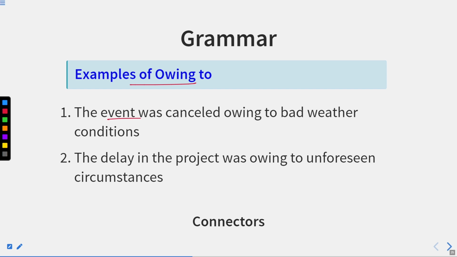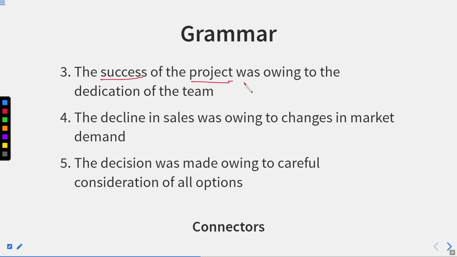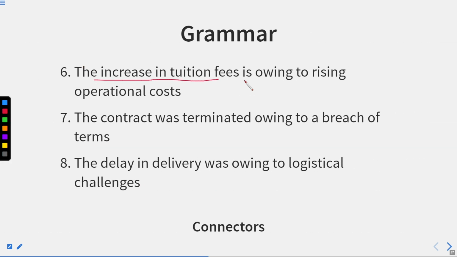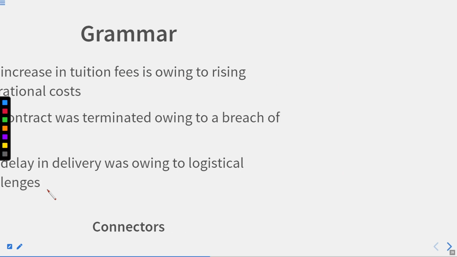Examples of "owing to": The event was cancelled owing to bad weather conditions. The delay in the project was owing to unforeseen circumstances. The success of the project was owing to the dedication of the team. The decline in sales was owing to changes in market demand. The decision was made owing to careful consideration of all options. The increase in tuition fees is owing to rising operational costs. The contract was terminated owing to a breach of terms. The delay in the delivery was owing to logistical challenges.